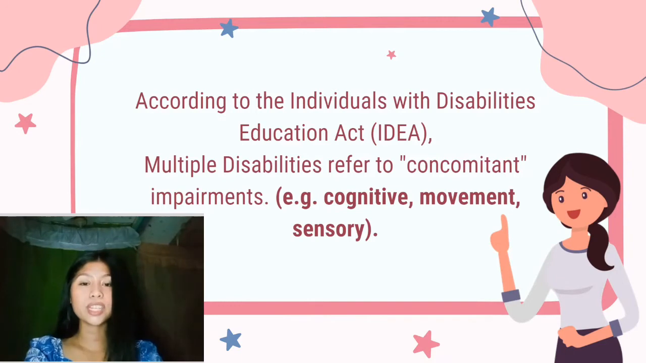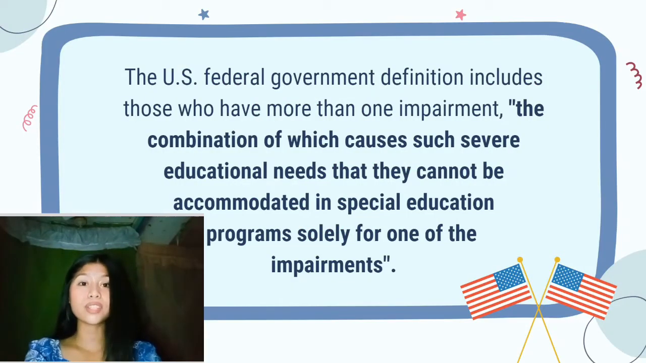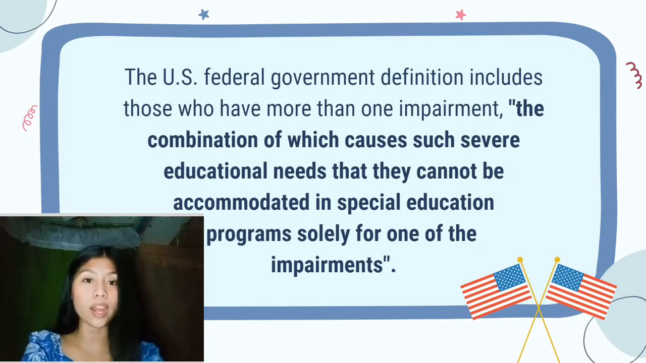Moreover, the combination of these disabilities causes such severe educational needs that they cannot be accommodated in special education solely for one of the impairments. But thankfully, the U.S. federal government definition includes those who have more than one impairment.